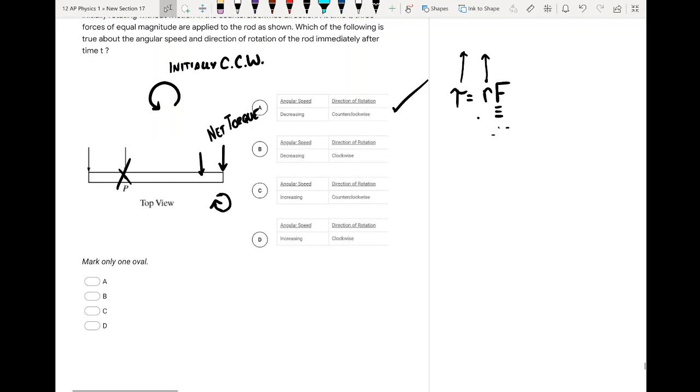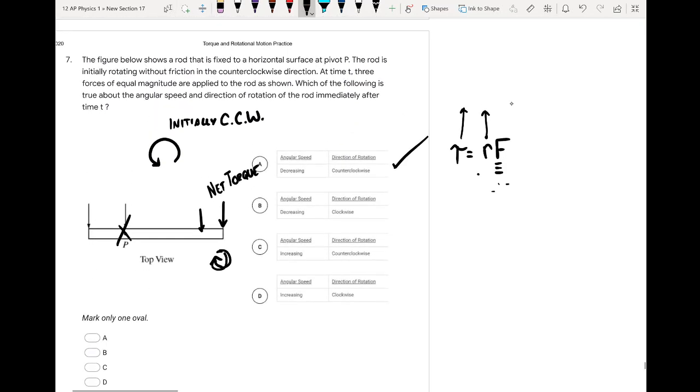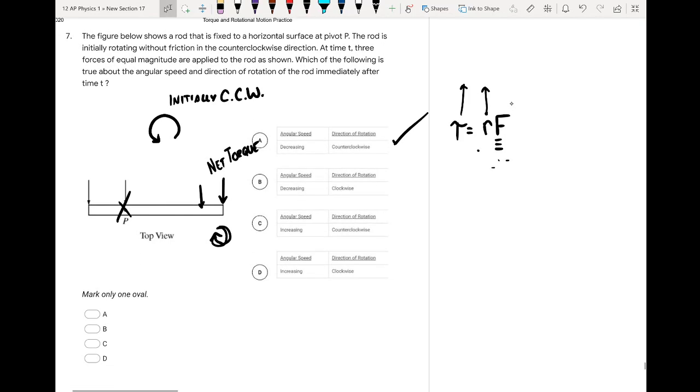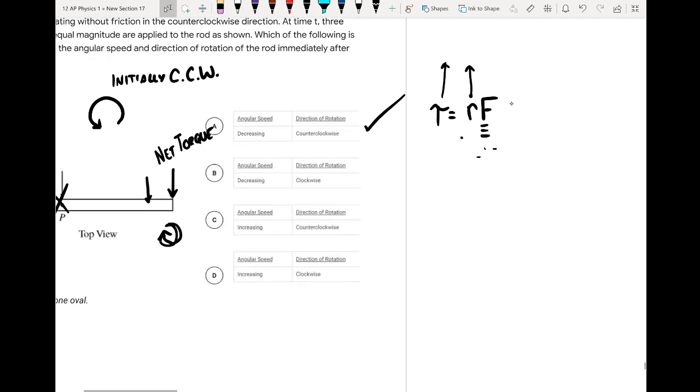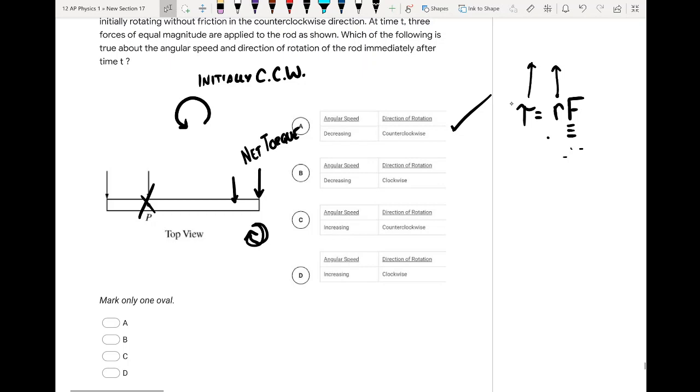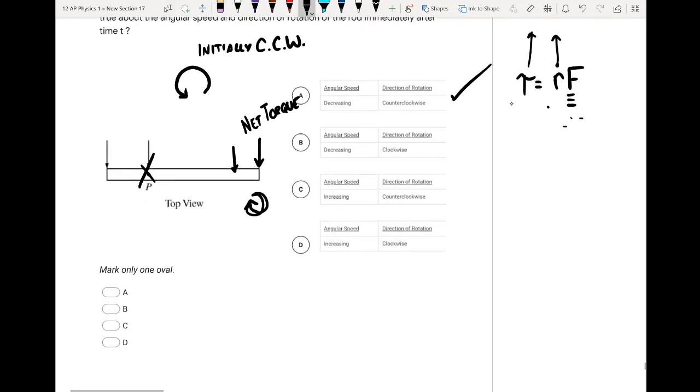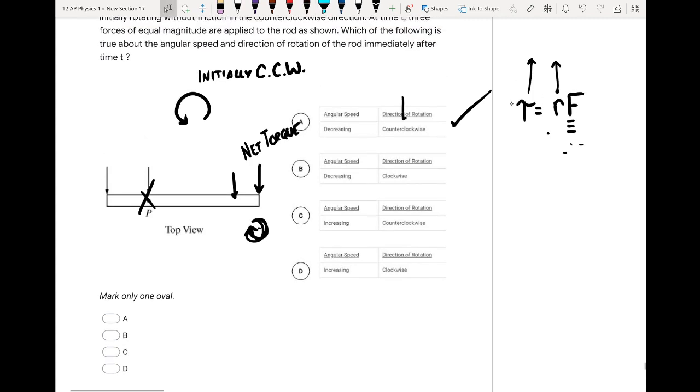And then the idea that we have here is, yes, our net torque is in the clockwise direction, but we're asked immediately, so right when this is happening. So this is not going to immediately come to rest and then start spinning in the opposite direction. It'll happen over time, but it has inertia that's causing it to be moving counterclockwise. It's already doing that. In order for us to go from counterclockwise to clockwise, we have to stop and then start spinning the other way. So yes, this will slow us down, but it's not going to immediately change our direction. So it'll still be going counterclockwise. So it won't be clockwise, but we see it's going to slow down. Our net torque is opposite, so it'll slow down.